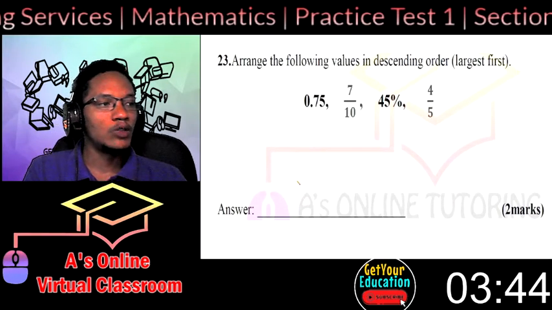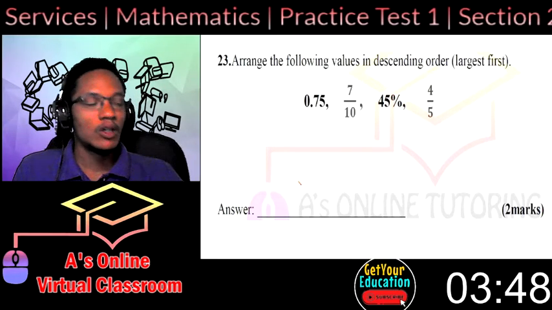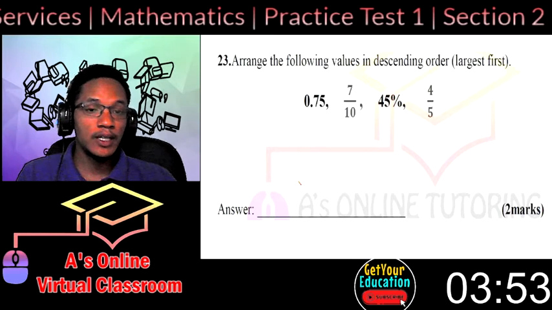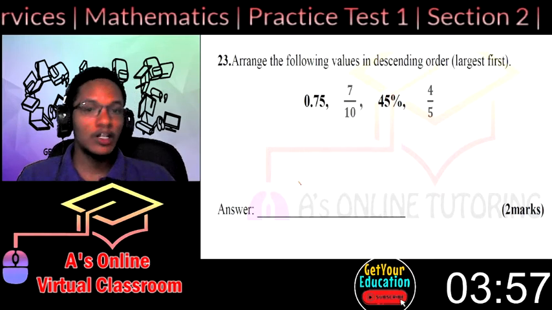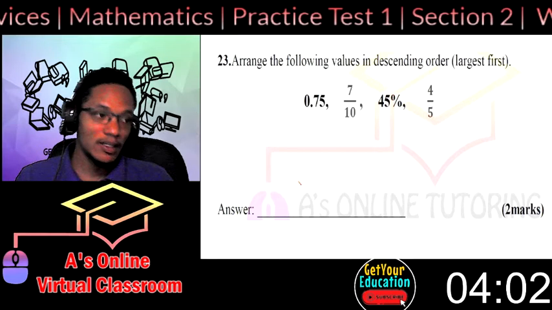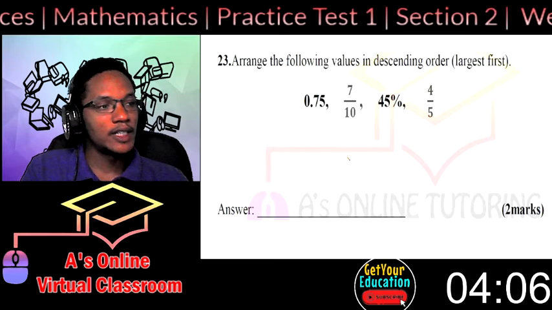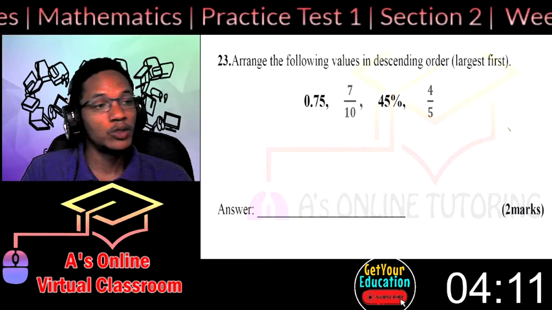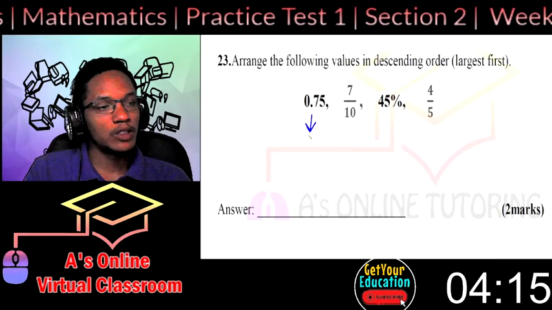Arrange the following values in descending order with the largest first. So if we want to do this in any kind of order, they all need to be the same type of number. Here we have a decimal, then we have a proper fraction, then we have a percent, and then we have another fraction. So I think the easiest thing to do would be to change everything to decimals. We can do it anyway, but I'll choose decimals this time. So this is already a decimal.